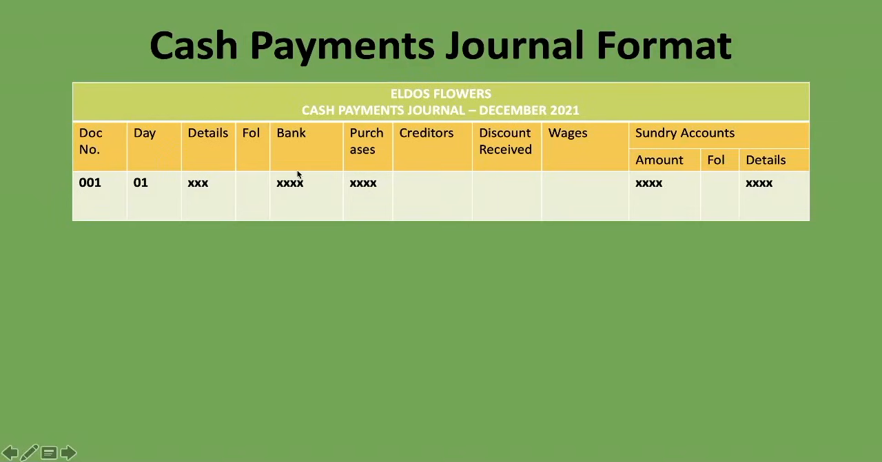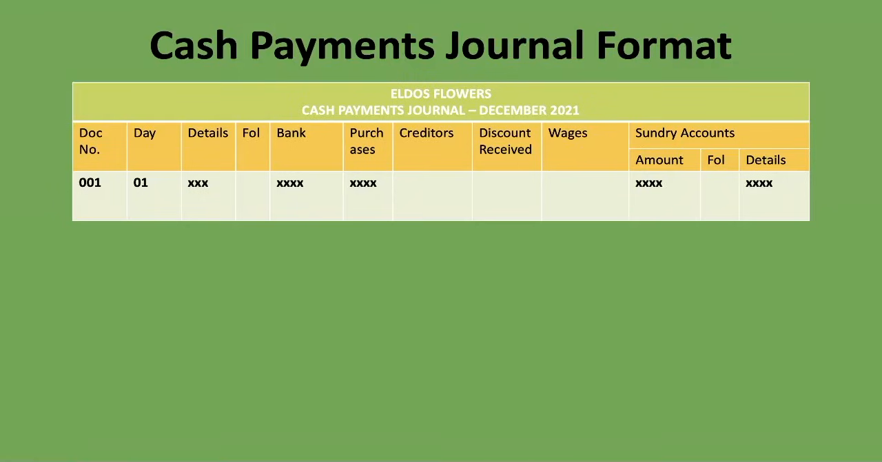And then we have bank. This is where we will record all the amounts that we are paying out. So if on the first day of the month you paid out 10,000 Rand, you will put it here under bank. And then what else do you have? You have here purchases, which is another column here. So if you purchased inventory or merchandise or stock, you'd record that amount under purchases as well. So it could be the same amount as you have on the bank.